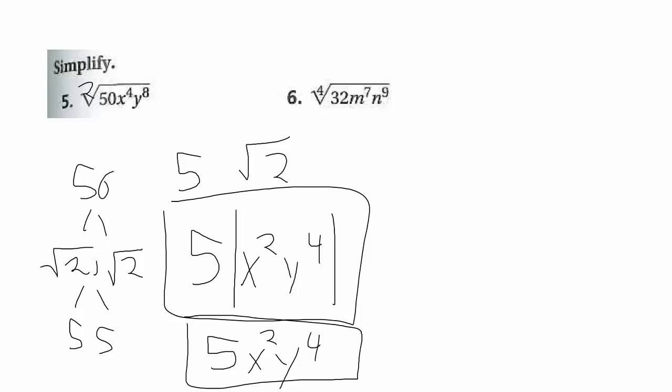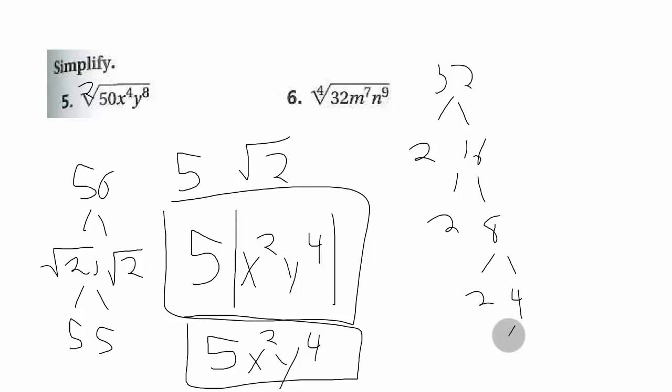All right, for number 6, again, 32 is not a perfect fourth power, or maybe it is, I don't know. But for sure, if you take 32 and prime factor that, that's 2 times 16. 16 is 2 times 8. 8 is 2 times 4, and 4 is 2 times 2. So we have 5 2's altogether.